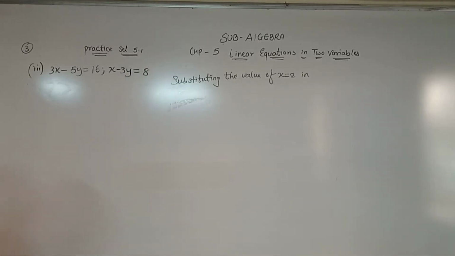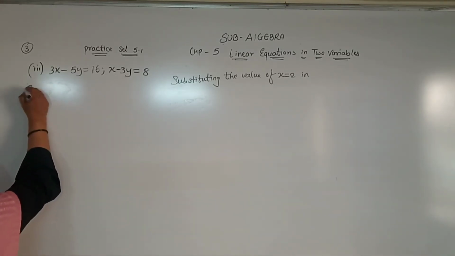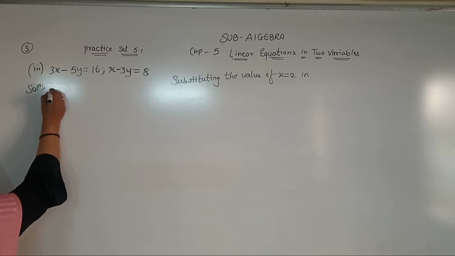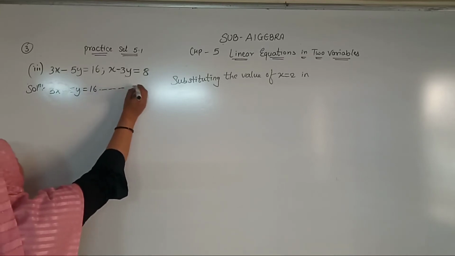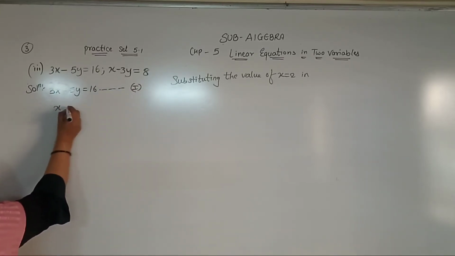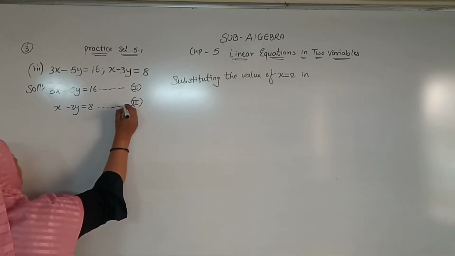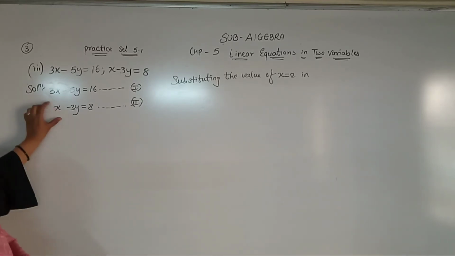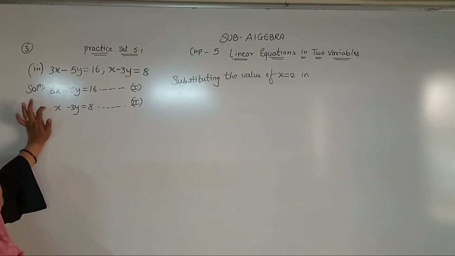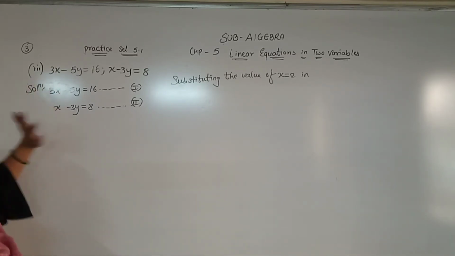Now student, what am I going to do? First of all I will give the equations a number. Solution: 3x minus 5y is equal to 16 as equation number 1. x minus 3y equals 8 as equation number 2. Done? Now student, see, in equation number 2 I have x without any coefficient. Should I multiply with 3, so I will get 3x right now. Okay, easy way you can do.